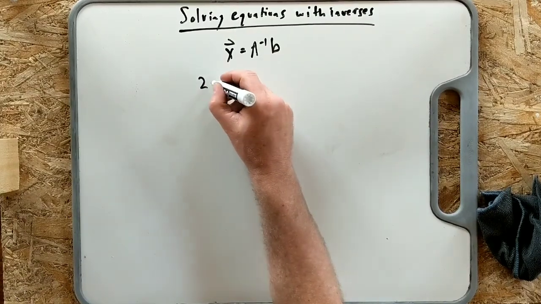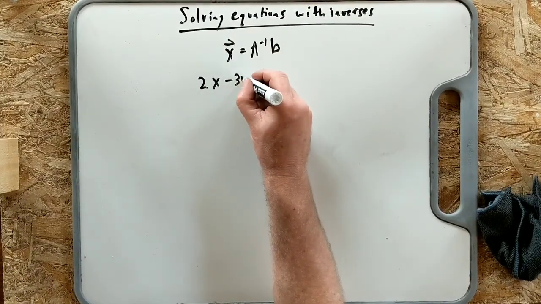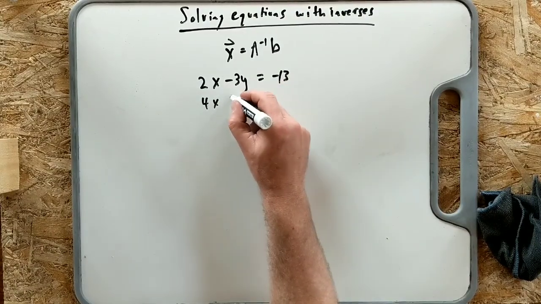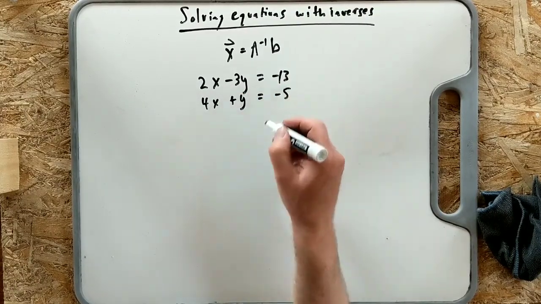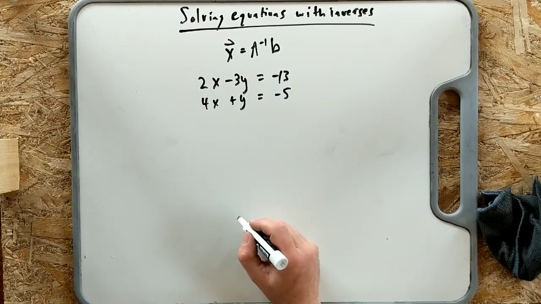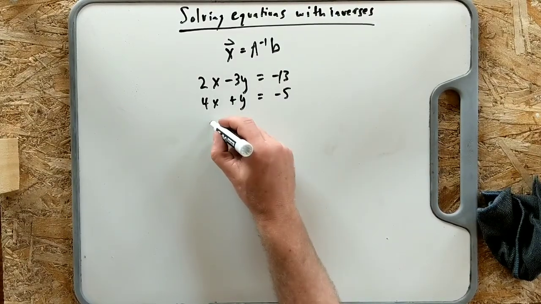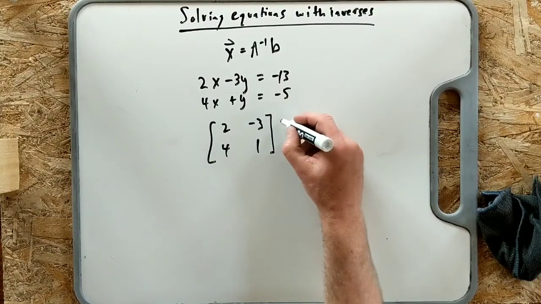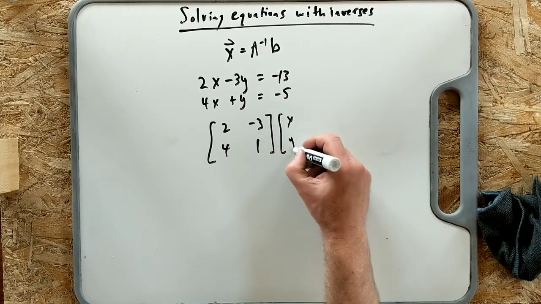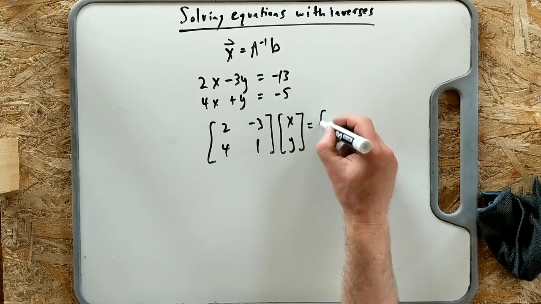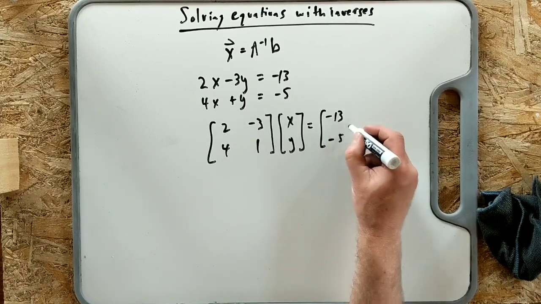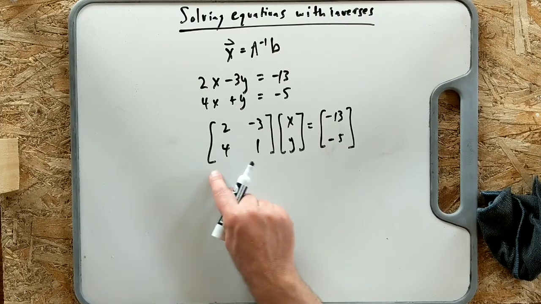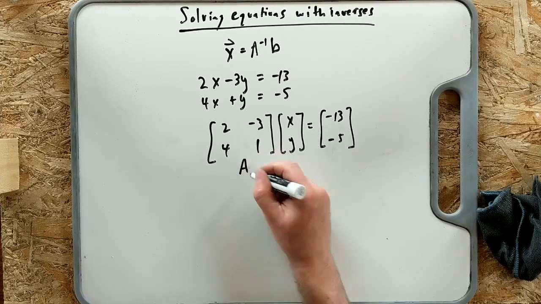I'm going to use the one again for the notes. I have 2x minus 3y equals negative 13, and 4x plus y equals negative 5. So first thing is convert to a matrix equation. 2, negative 3, 4, 1 times x, y equals negative 13, negative 5. There we go. My answer is then going to be finding the inverse of this, which I will call A.